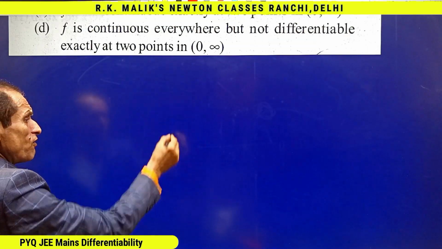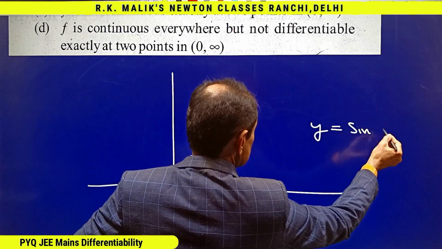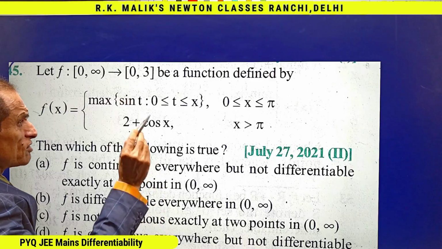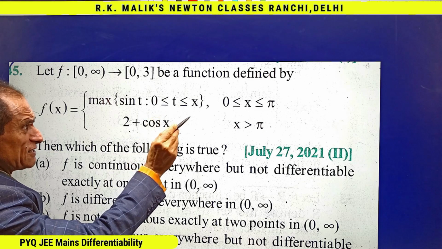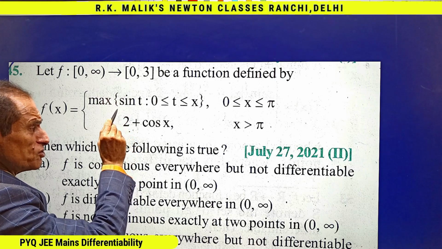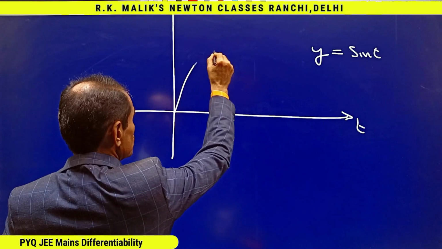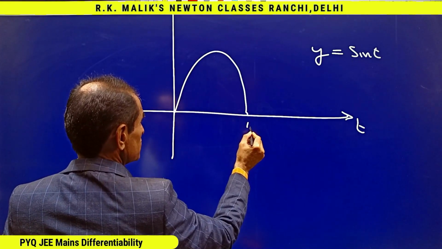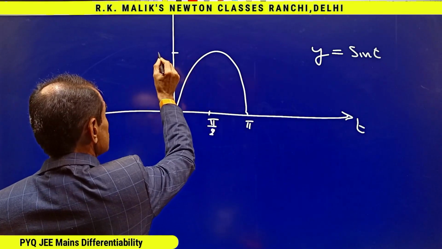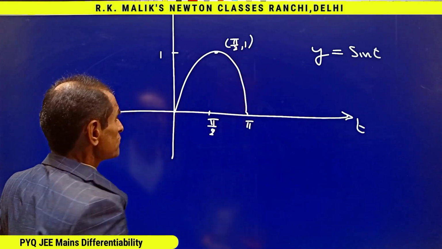First, let me draw the graph of y equal to sin t. And because the maximum possible value of x is pi, therefore I will have to make t vary from 0 to maximum pi. And this is the graph of y equal to sin t. Here it is pi, here it is pi by 2, it is 1, pi by 2 comma 1.